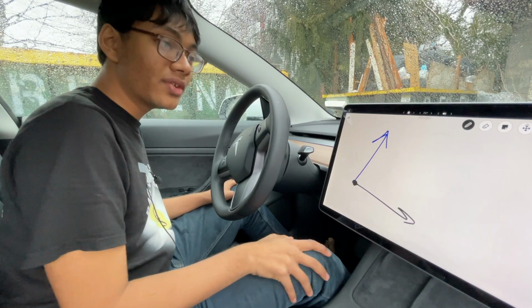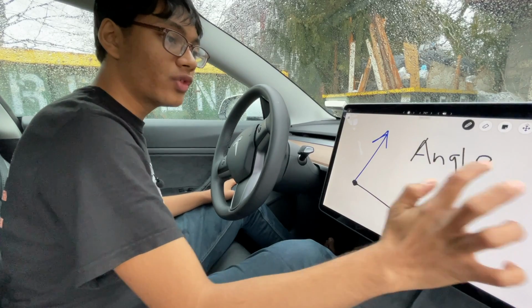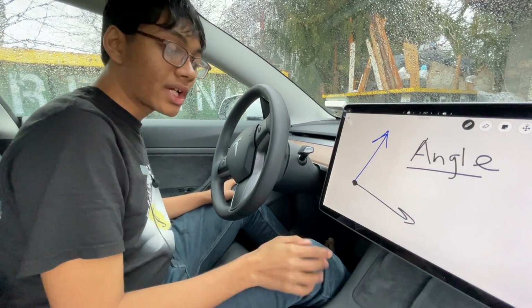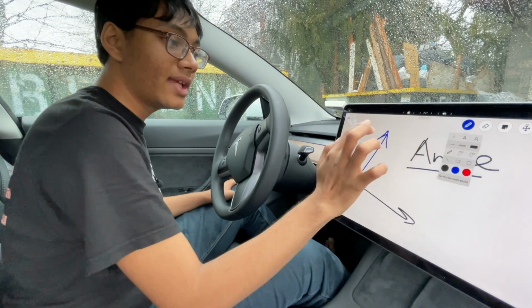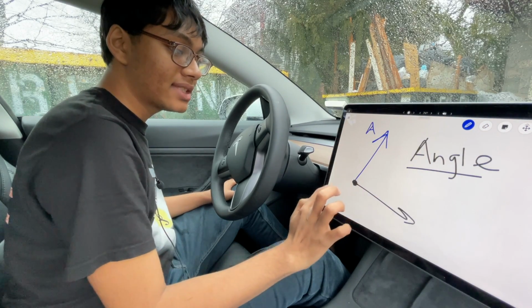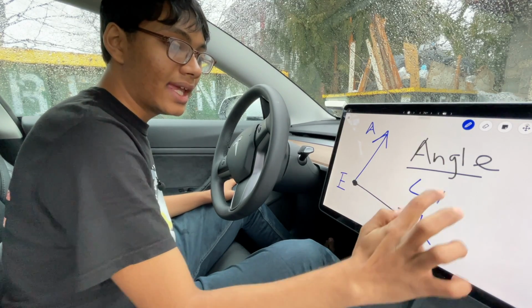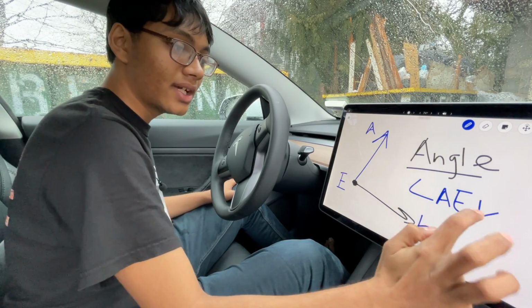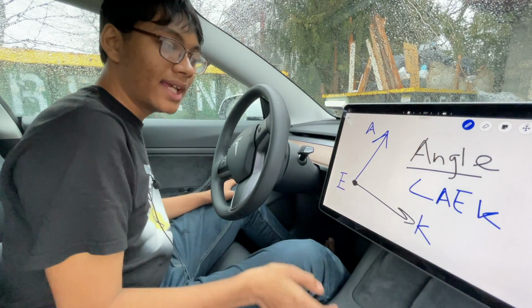What you got right here is an angle. This right here is called an angle. An angle is formed when two rays share a common endpoint, right here in this case. So for example, if I were to name this A and this E and this K, this would be angle AEK, right? You read it in this direction, AEK. That's what an angle is.